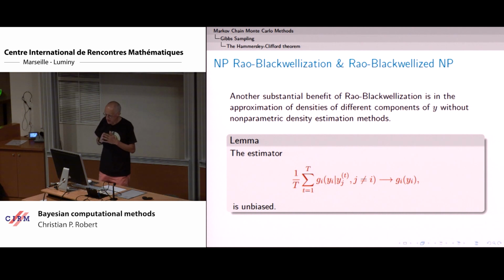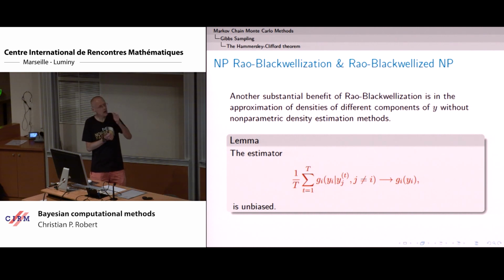A remark that is useful for approximating the Bayes factors, so the evidence in Bayesian statistics, is the non-parametric Rao-Blackwellization. And when you run Gibbs with these full conditionals, there is a side property that is quite interesting, that is the average of the full conditionals is converging to the marginal of that quantity.